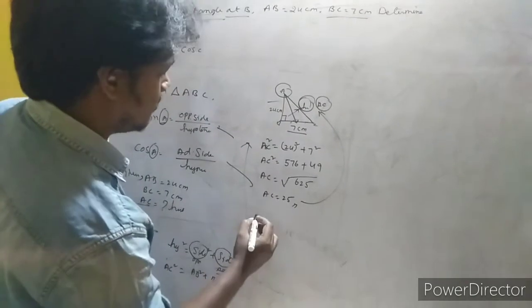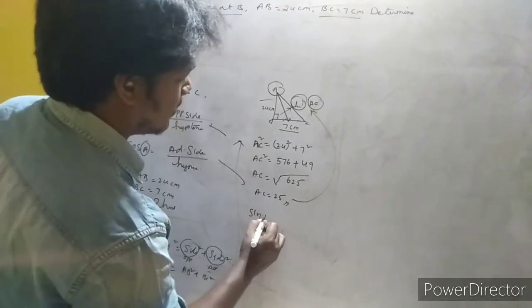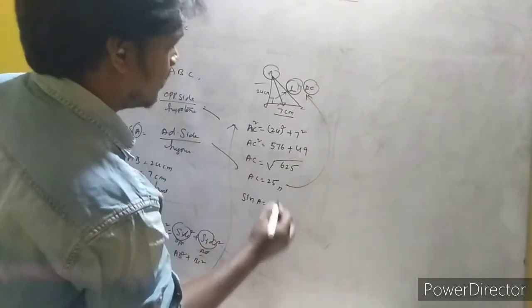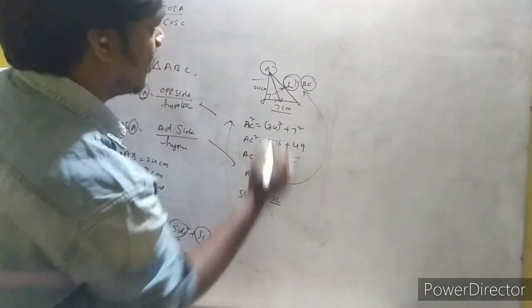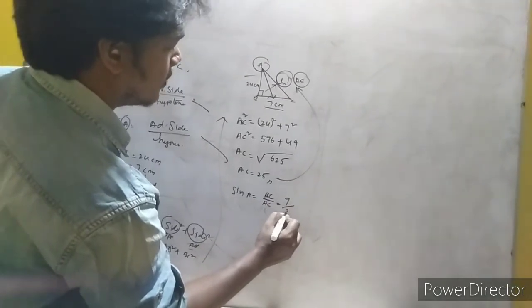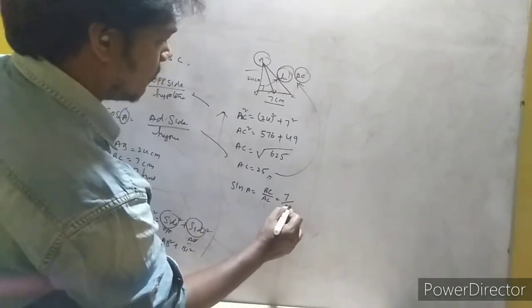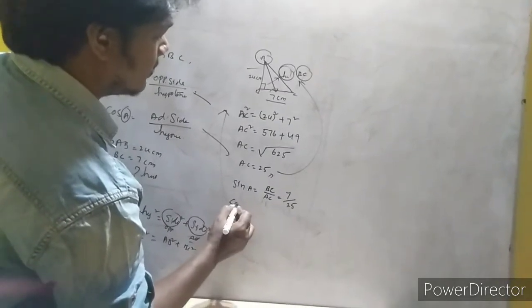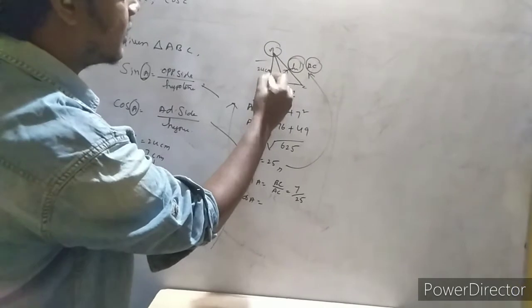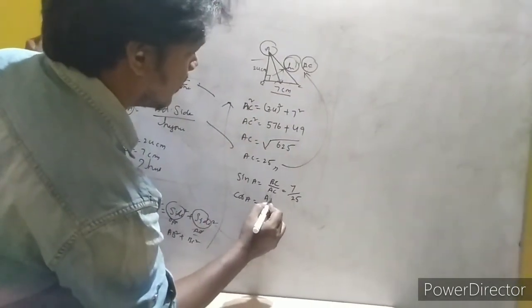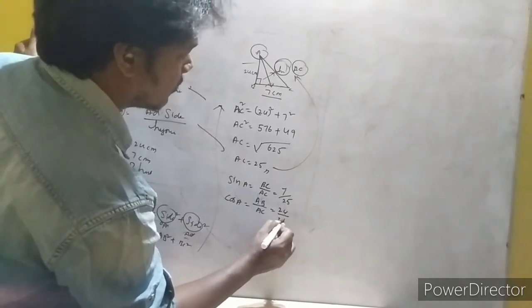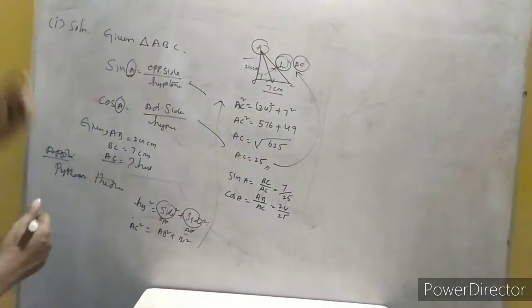Then sin A means opposite side. What is the opposite side of sin A? BC by hypotenuse AC, that is equal to 7 by 25. The same thing, cos A means adjacent side. The adjacent side of A is 24, that means AB by AC. Therefore 24 by 25. This is the first problem solution.